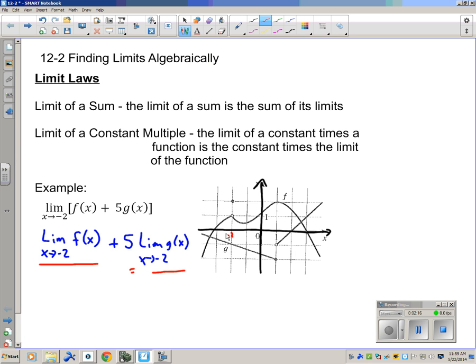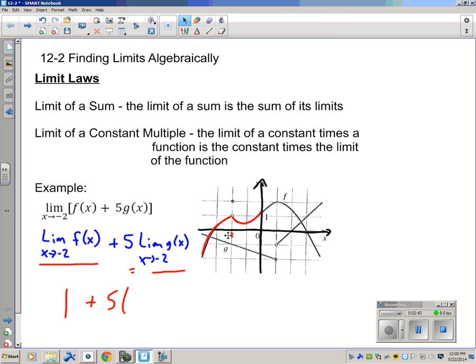So I'm looking at the graph there. Remember, I've got to go from the left. And it seems like your limit there is approaching 1. And if I go from the right, my limit is also approaching 1. So the limit of f of x as x approaches negative 2 there is 1. And now I'm going to come over here.